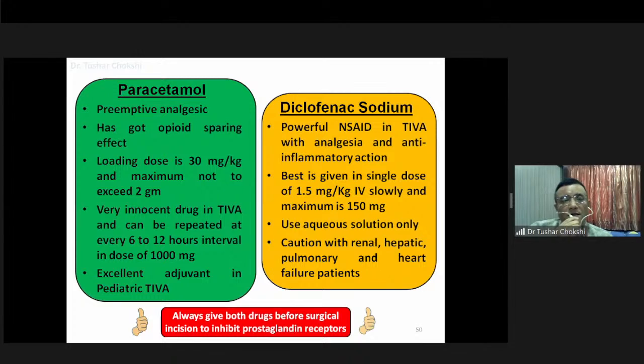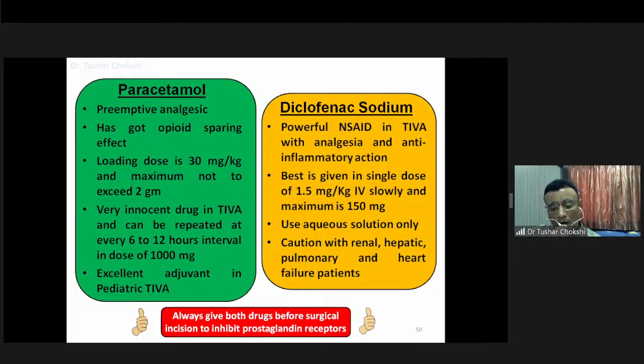Some of the other analgesic agents I am giving are paracetamol and diclofenac sodium. Paracetamol I frequently give to all my patients in the dose of 1 gram infusion. It's a preemptive analgesic. It has an opioid-sparing effect. The loading dose is 30 milligram per kilogram, and it is a very excellent adjuvant in pediatric TIVA and TCI. Diclofenac sodium is also a very good agent, but be careful in renal, hepatic, pulmonary, and heart failure patients.